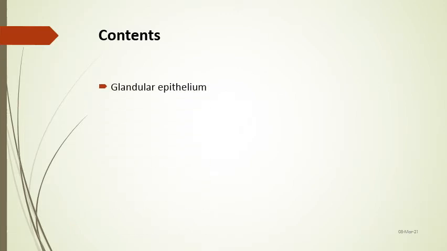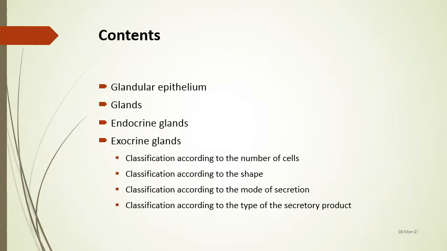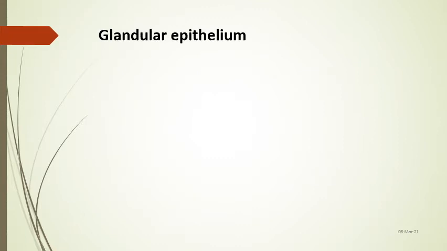The contents of this lecture are glandular epithelium, glands, endocrine glands, and the exocrine glands, which are classified either according to the number of cells or according to the shape, according to the mode of secretion, according to the type of secretory products. These are the contents of this lecture. First, we start with glandular epithelium.